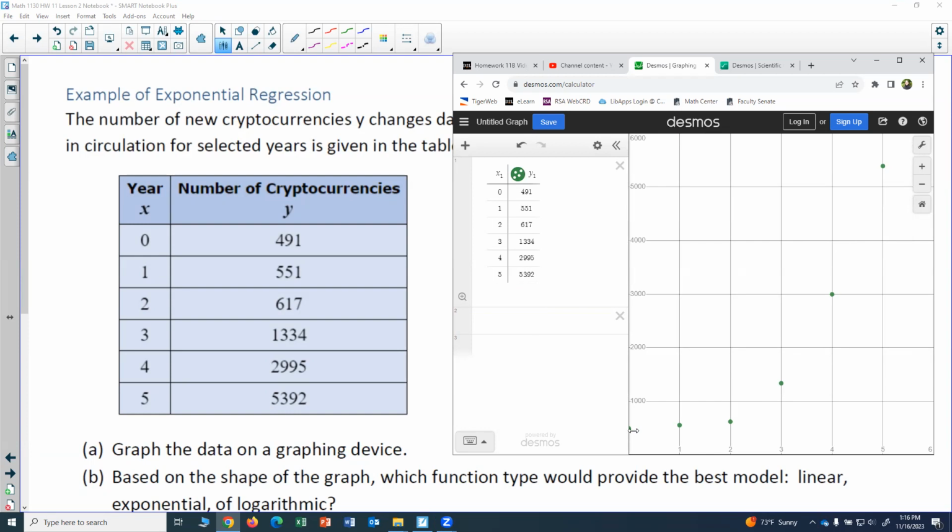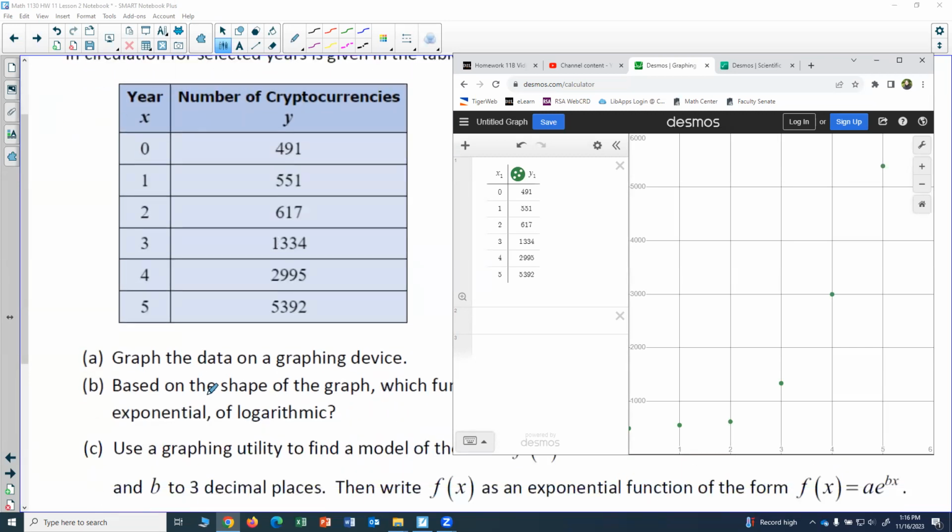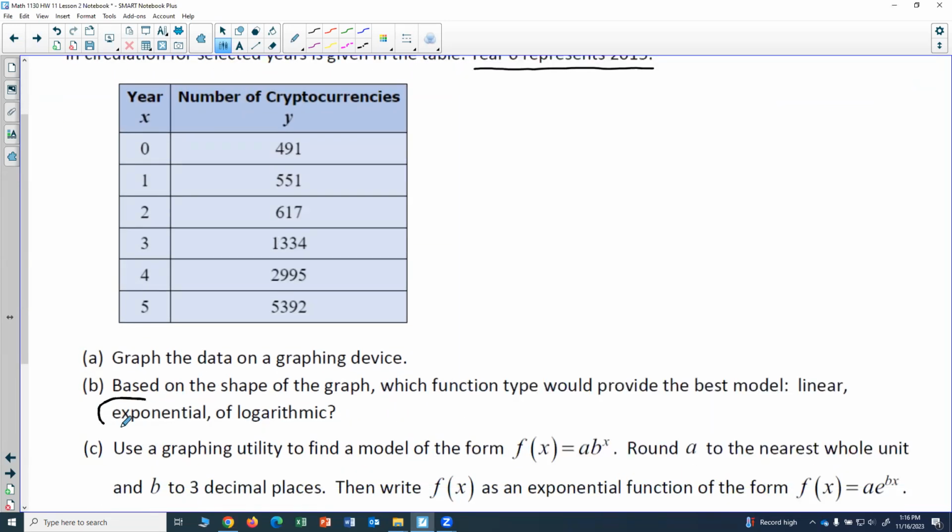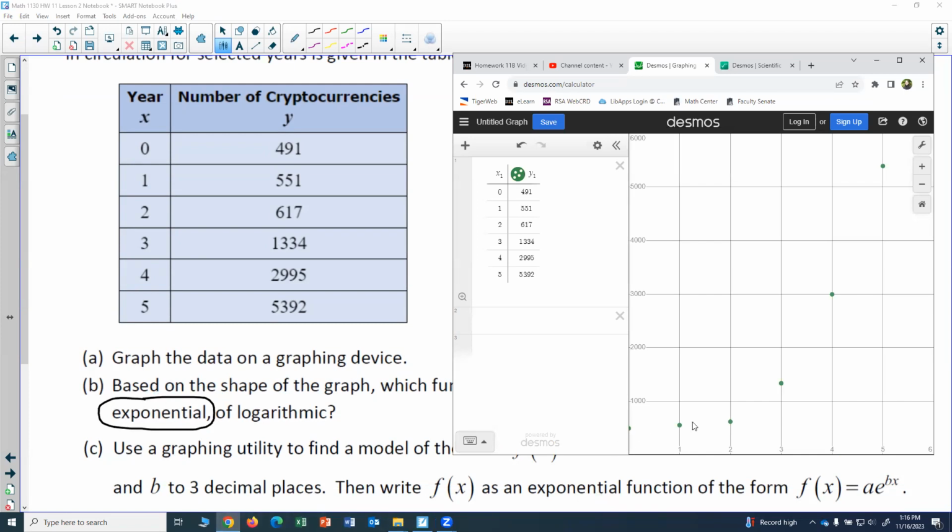And then I want to look at the shape of my scatter plot. Now this is starting out kind of a slow, almost horizontal line, and then shooting up very quickly as X gets larger. So that looks like an exponential to me. So over here, I would go ahead and answer that the exponential would be the best fit for that graph. So it has that shape that shoots up very quickly.